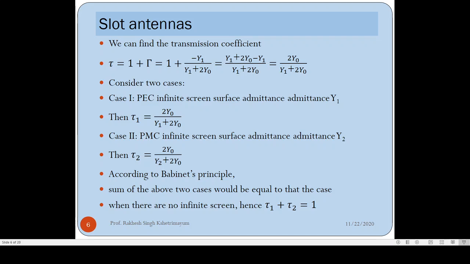Let's say we're interested in the transmission coefficient. That's the ratio of the transmitted wave divided by the incident wave. And you can easily prove that the transmission coefficient is equal to 1 plus gamma. That's a basic standard formula you use in the microwave engineering course in your undergraduate studies. So we have the expression for capital gamma. I just replace that, then simplify it. What we are getting is the transmission coefficient for a transmission line with a shunt admittance is 2Y0 divided by Y1 plus 2Y0.